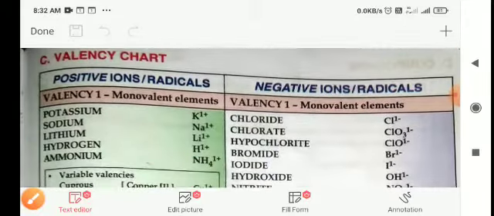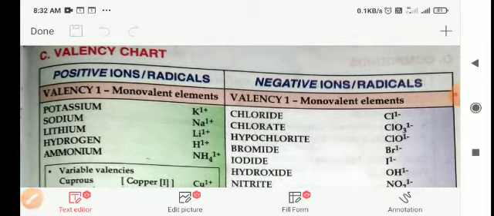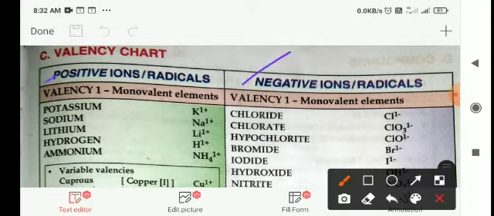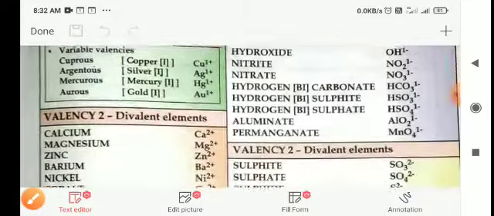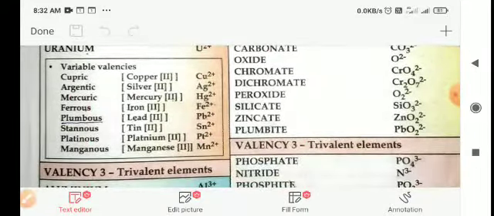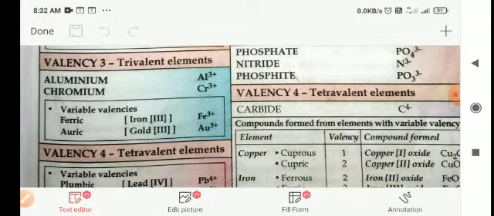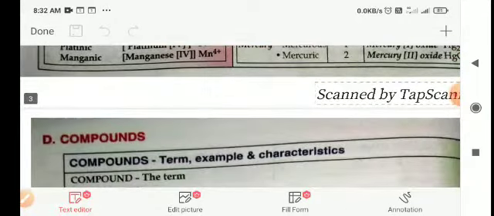Now come to some examples in which you can see positive ions or radicals and negative ions and radicals. Positive, for example, potassium K plus, sodium Na plus, lithium Li plus, hydrogen H plus, ammonium NH4 plus, and negative, like chloride Cl minus, chlorate ClO3 minus, hypochlorite ClO minus, bromide Br minus, iodide I minus. So you can see that many radicals are present with their positive and negative charges.